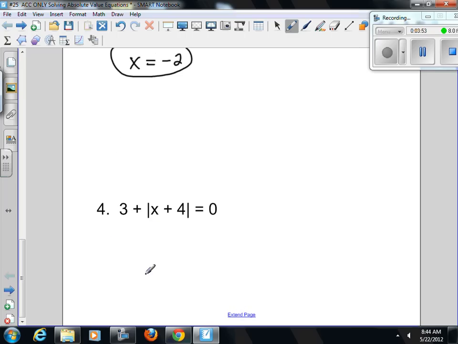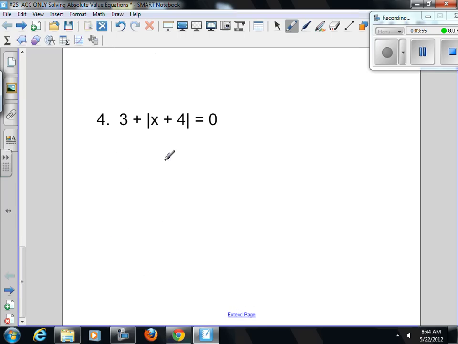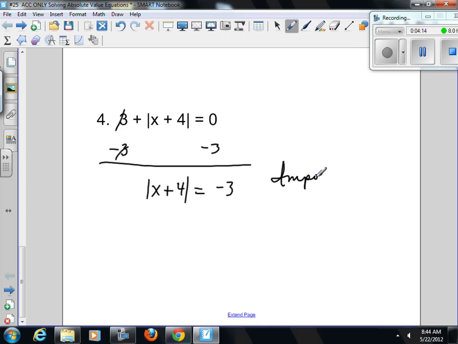This one. 3 plus the absolute value of x plus 4 equals 0. We're going to subtract 3 from each side to get the absolute value symbols alone. 3's cancel, and I get the absolute value of x plus 4 equals negative 3. Now we've got a problem here. This is impossible. Do you know why? The reason is you cannot have the absolute value of anything equal to a negative number.